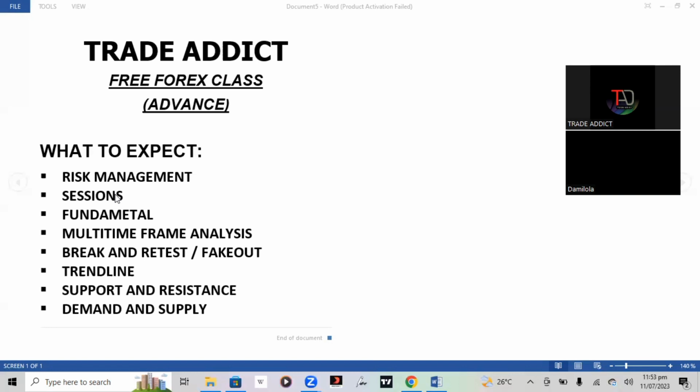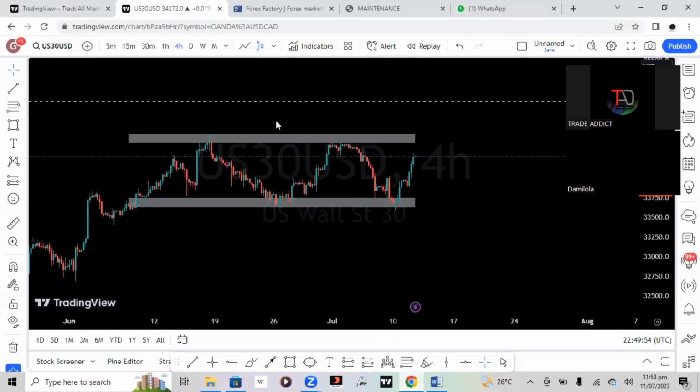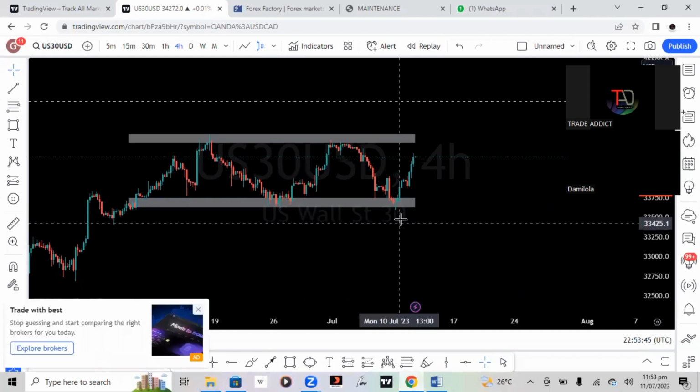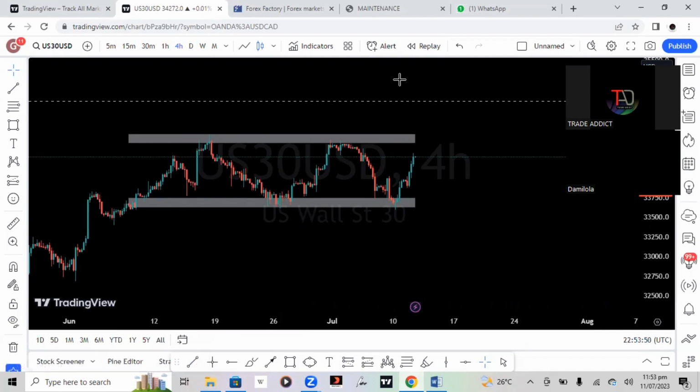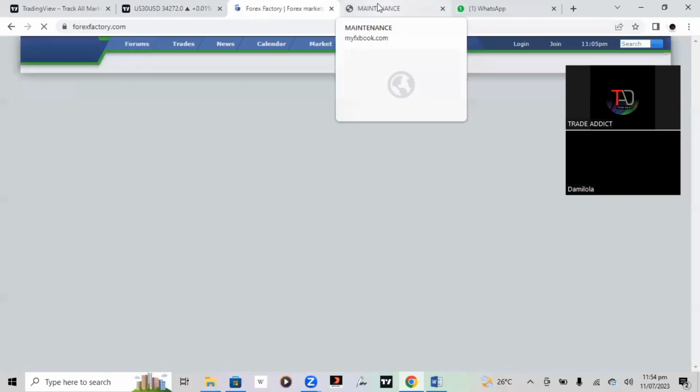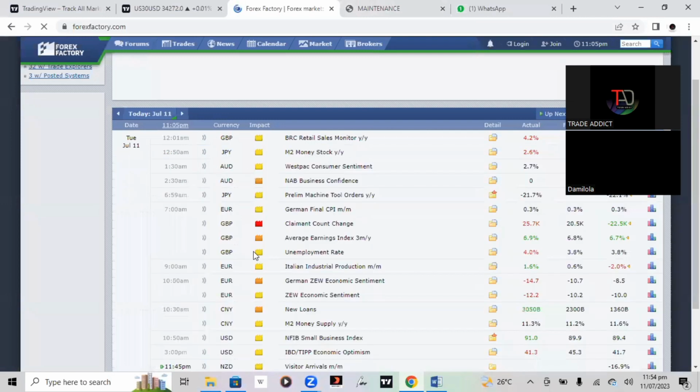So the next one is fundamental. When we say fundamental, it simply means news. And how do we get all the full details concerning news? All we have to do is go to forexfactory.com. This is forexfactory.com. It will show you the series of news for today and every other day.